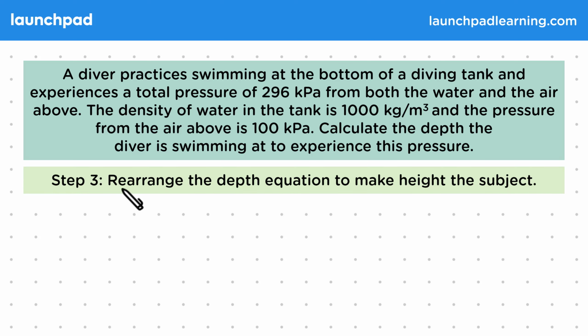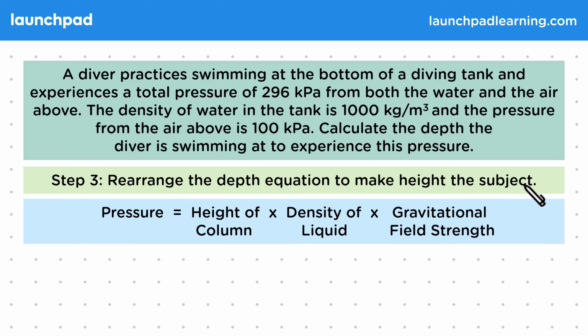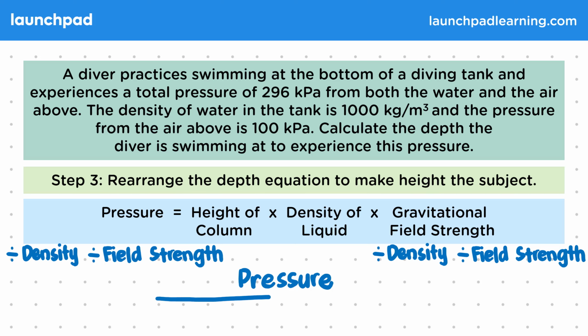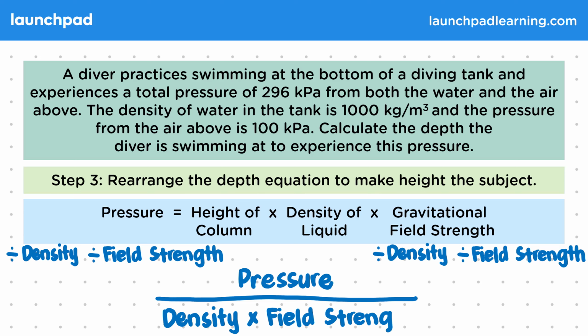For step 3, let's rearrange the depth equation to make height the subject. So we can do this by dividing both sides of the pressure equation by density and also by the gravitational field strength. The equation then becomes pressure divided by the density multiplied by the field strength is equal to the height.